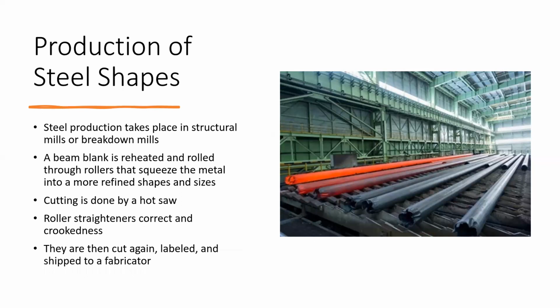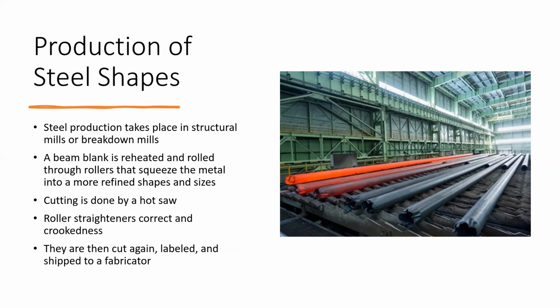Now, the production of steel shapes. Steel production takes place in structural mills or breakdown mills. A beam blank is reheated and rolled through rollers that squeeze the metal into more refined shapes and sizes. Once the metal has reached its desired shape, it is then cut into smaller pieces.